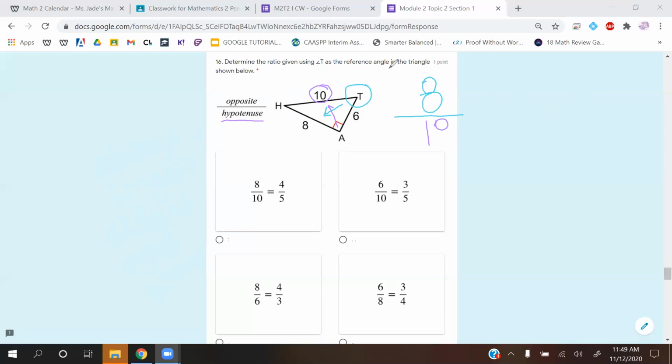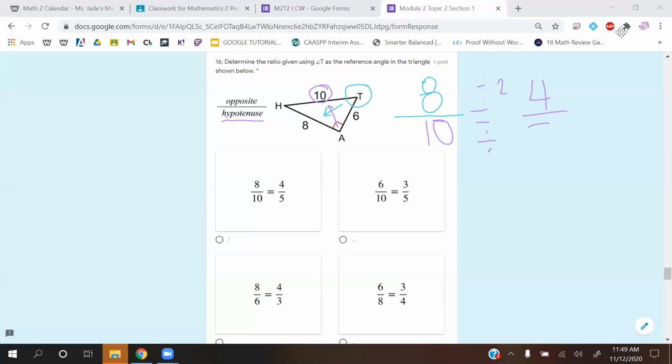Oh my gosh, that's not how you write 10. 10, there you go. 8 over 10 is our opposite over hypotenuse. And so let's simplify this. 8 over 10, we can simplify that by dividing both the top and the bottom by 2. 8 divided by 2. Right?